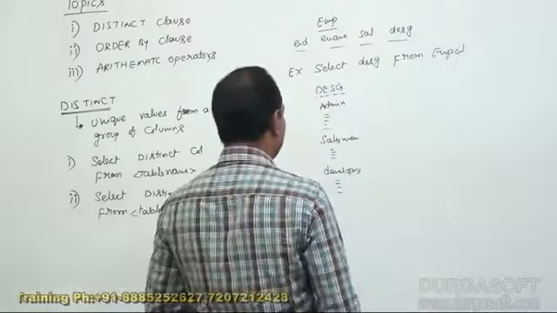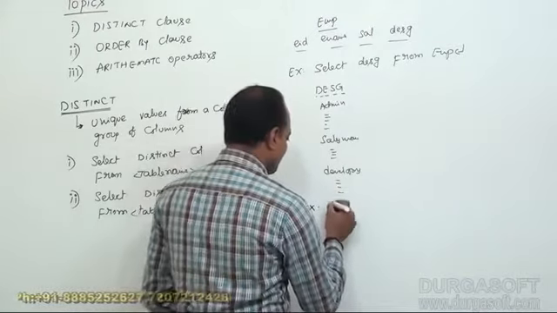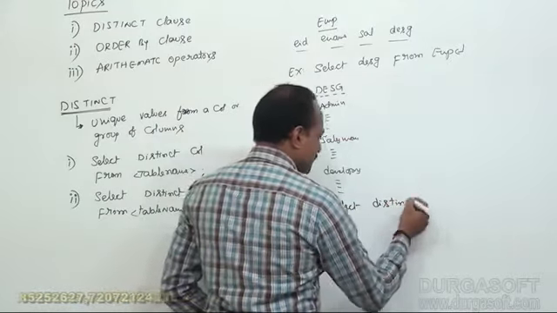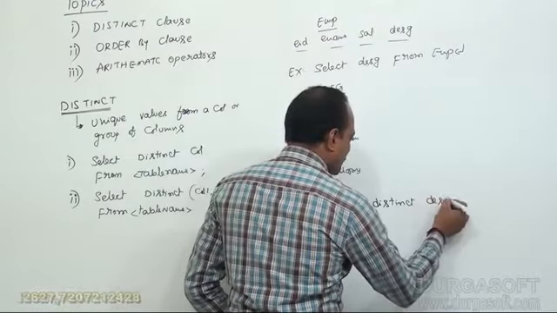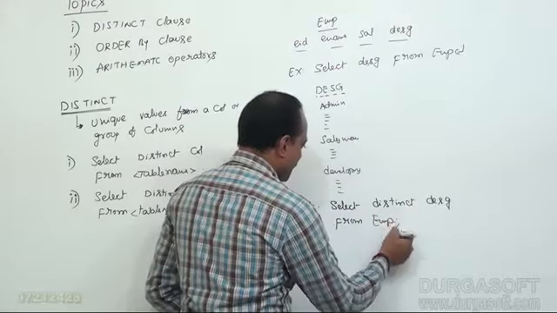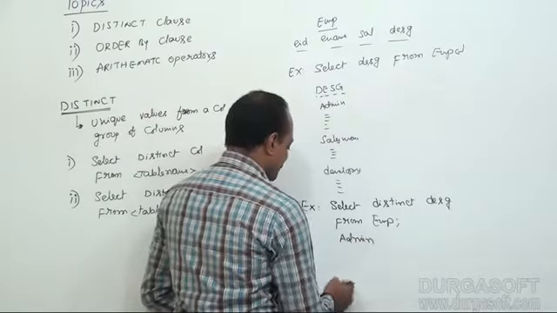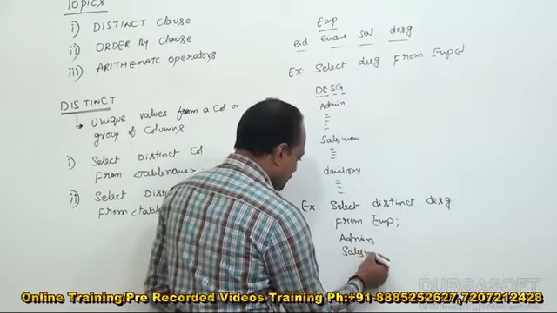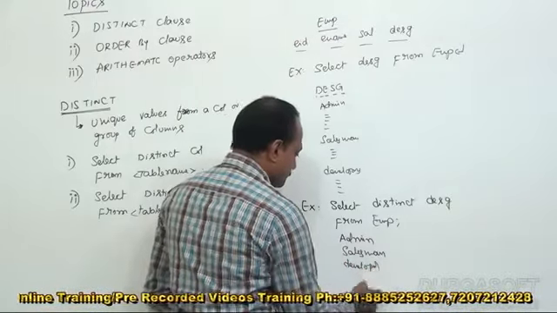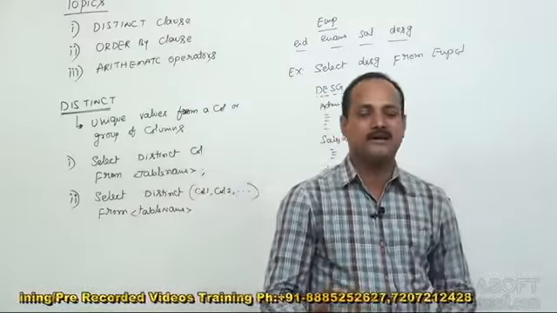Then how should I display it? It's very simple. You need to apply the distinct clause on the designation column. Select distinct, space, the column name, which is designation, from, the table name, EMP. Then it will display each designation value only one time: admin, salesman, developer. Each designation will be displayed only once, and no value will be displayed multiple times.